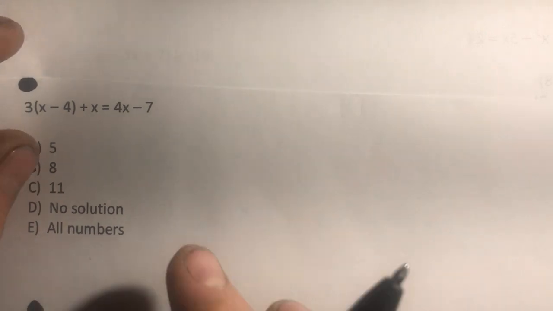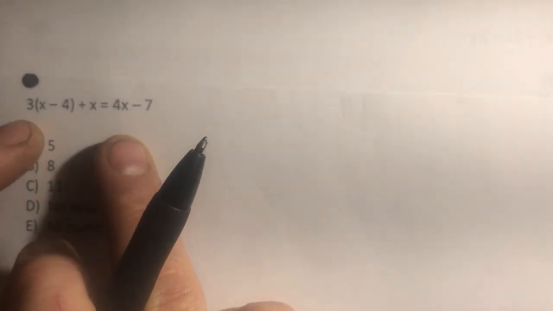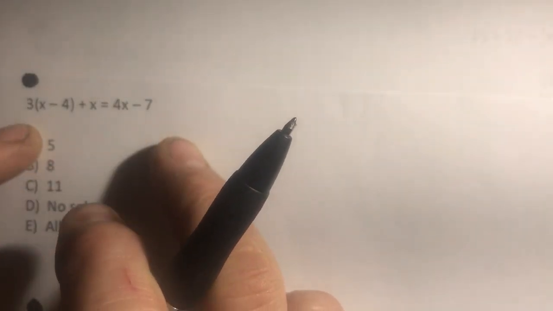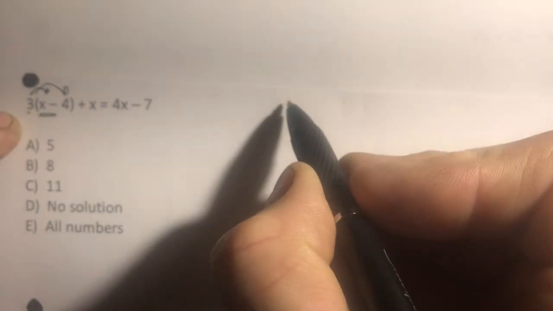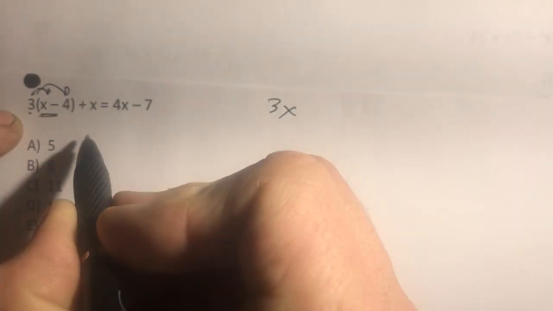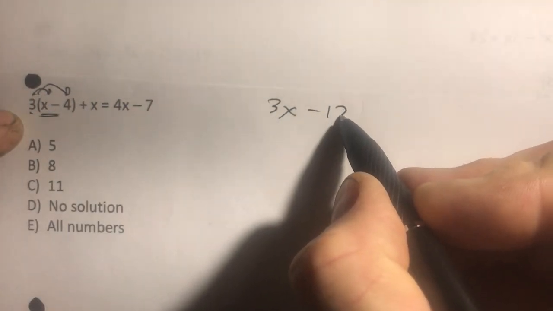All right. Let's go to this one here. All right. I'm going to solve this equation. And the first thing is we got parentheses here. We're going to have to distribute. So I'm going to have to do 3 times all this inside here. So 3 times x would be 3x. And then 3 times negative 4 would be negative 12.